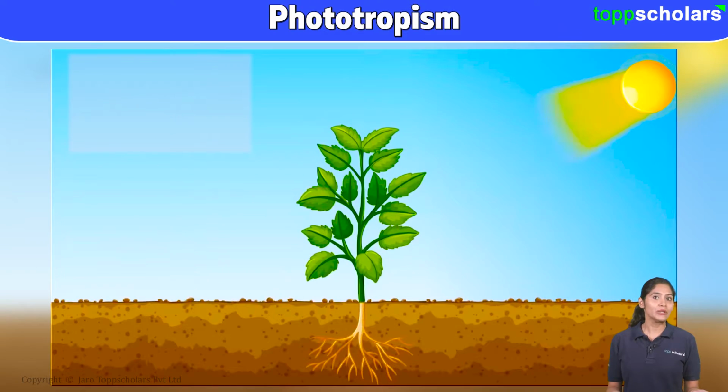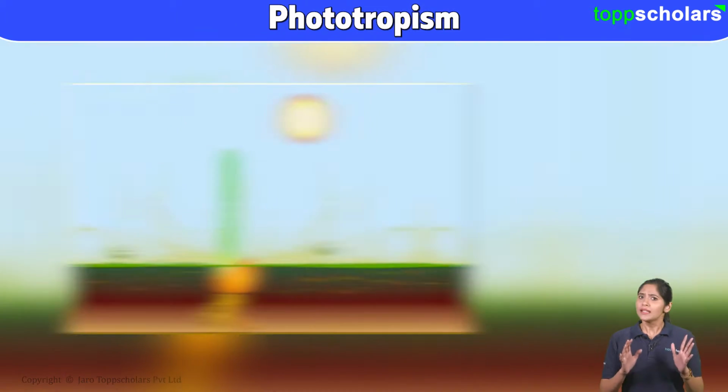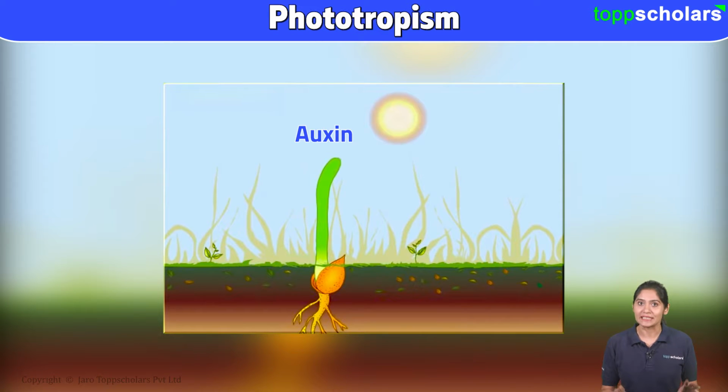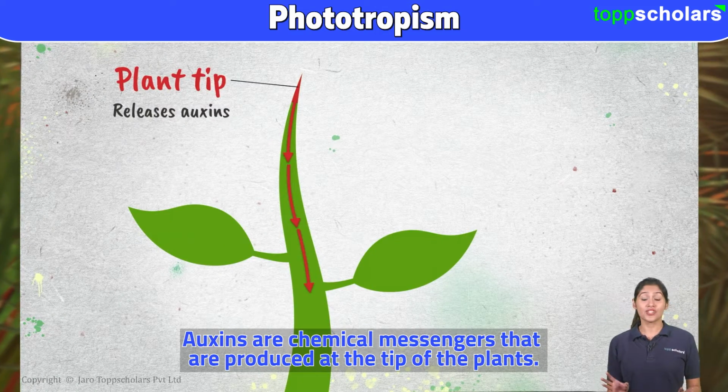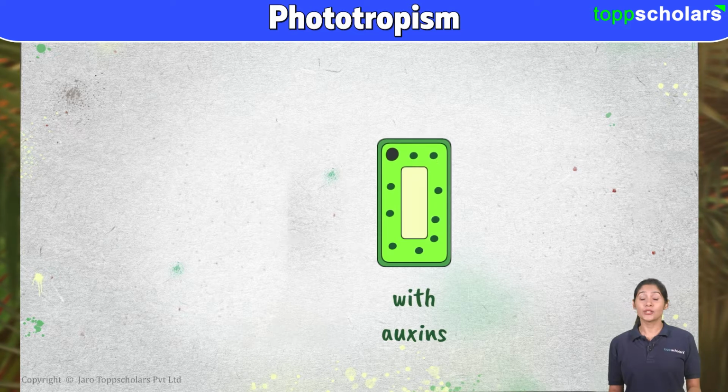You might already know that plants make their own food by utilizing the sunlight. So, they need to maximize the amount of light they are receiving. Now, let's find the main game player of this process, the auxins, one of the plant hormones. Auxins are chemical messengers that are produced at the tip of the plant. These can make the cells grow longer.